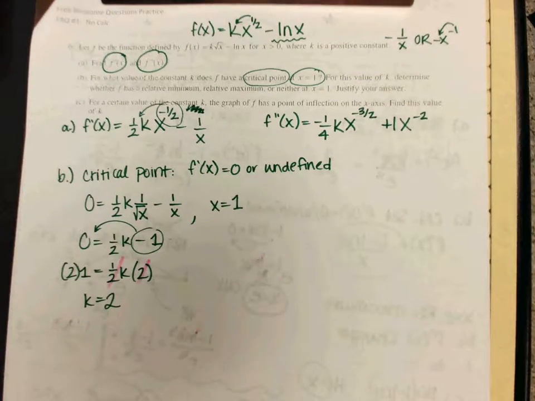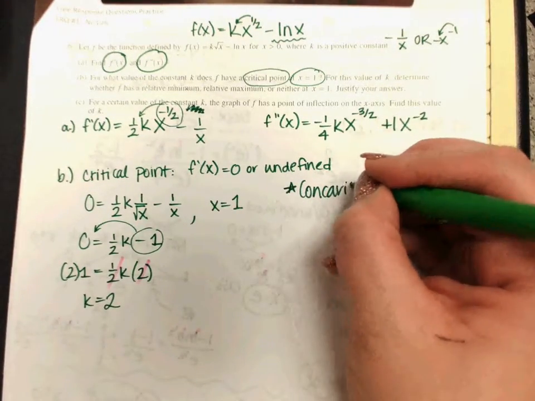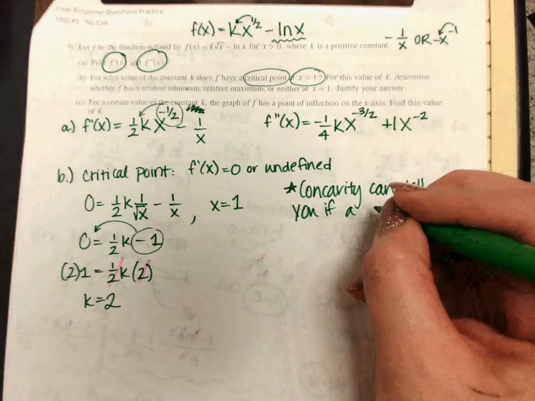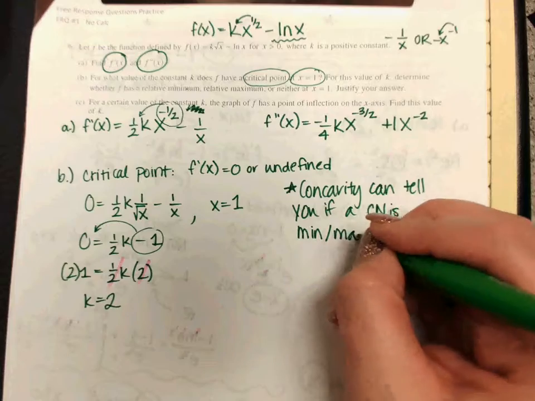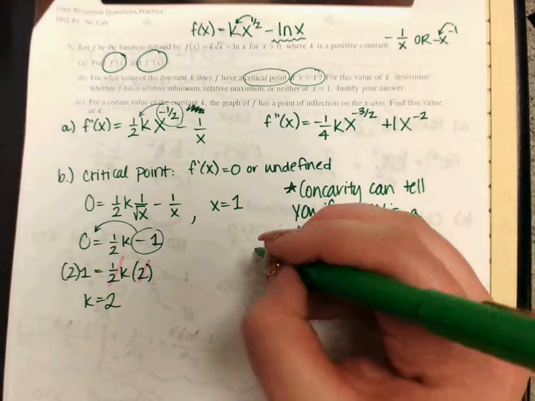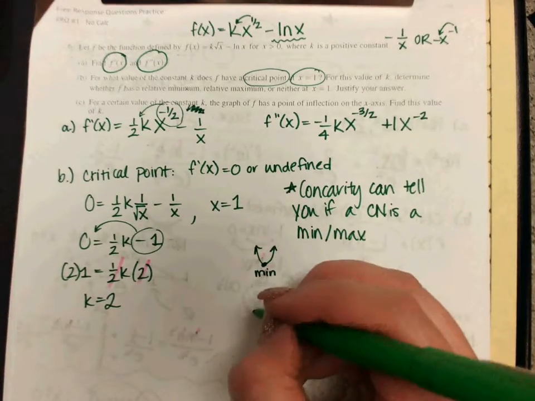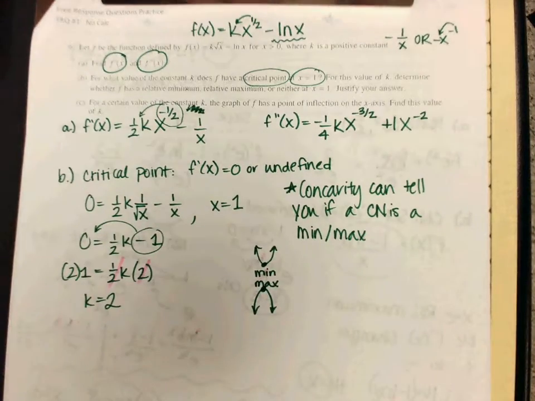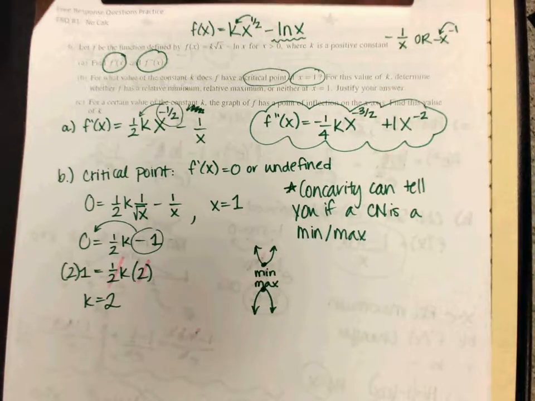Now, what I would not do is a sign chart. Remember that we talked about that concavity can tell you if a critical number is a min or a max. So if your graph is concave up, then your graph has to be a min. If your graph is concave down, then your graph has to have a max. So the concavity can also answer the question without me having to do a whole sign chart. And I already took the second derivative right here. So let's find that out.